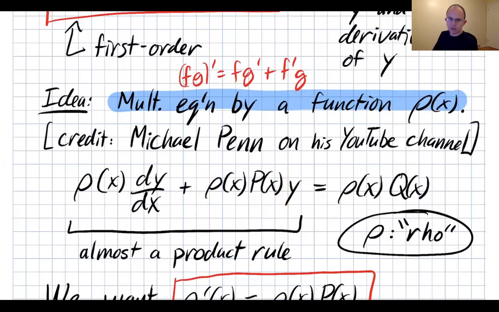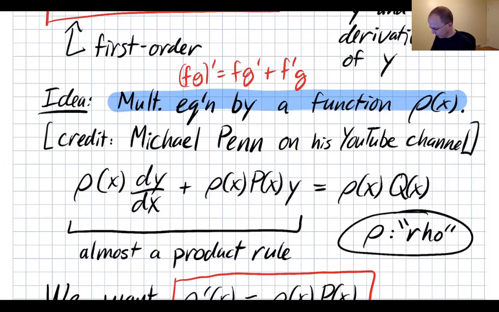So what that tells us is that we would like to find a function rho of x so that this plays the role of f prime. And what is f? f is this. So that means we would like this to be equal to the derivative of rho.